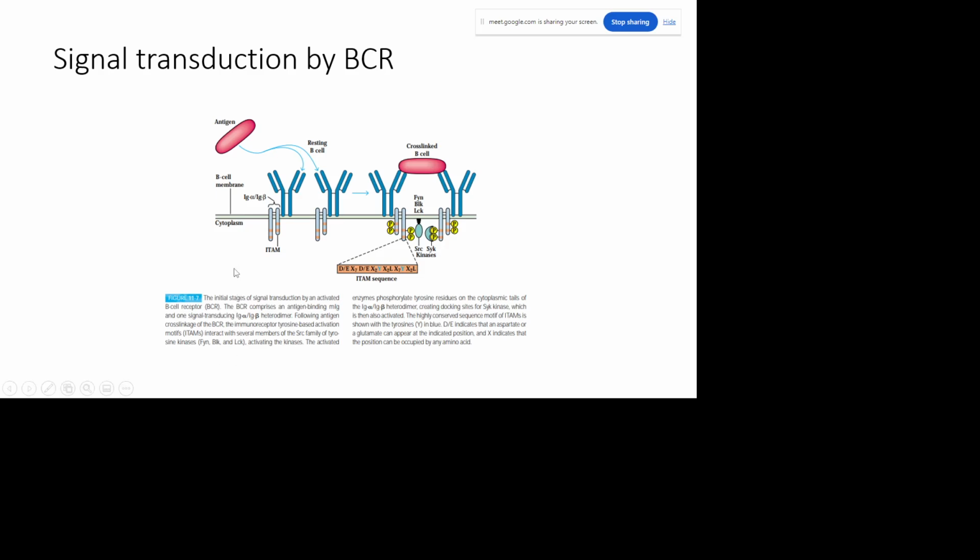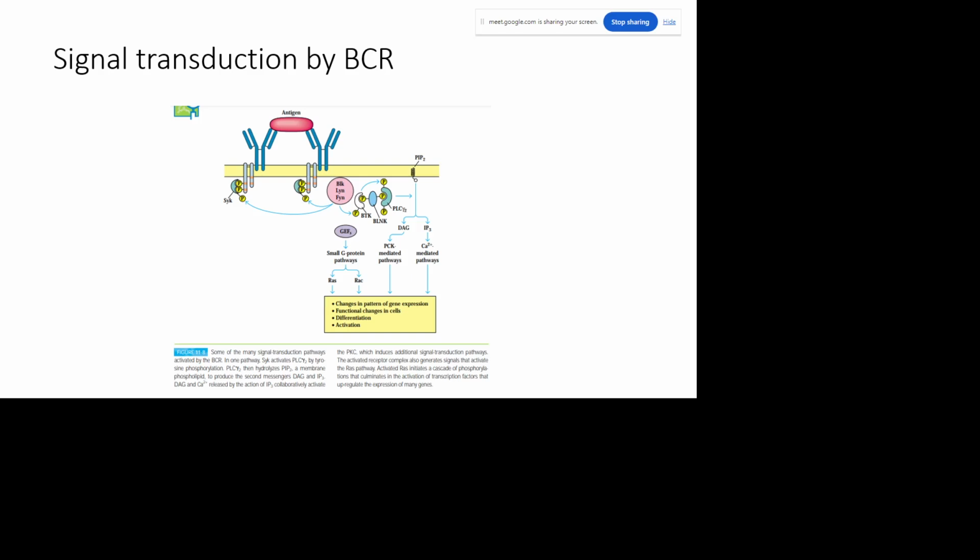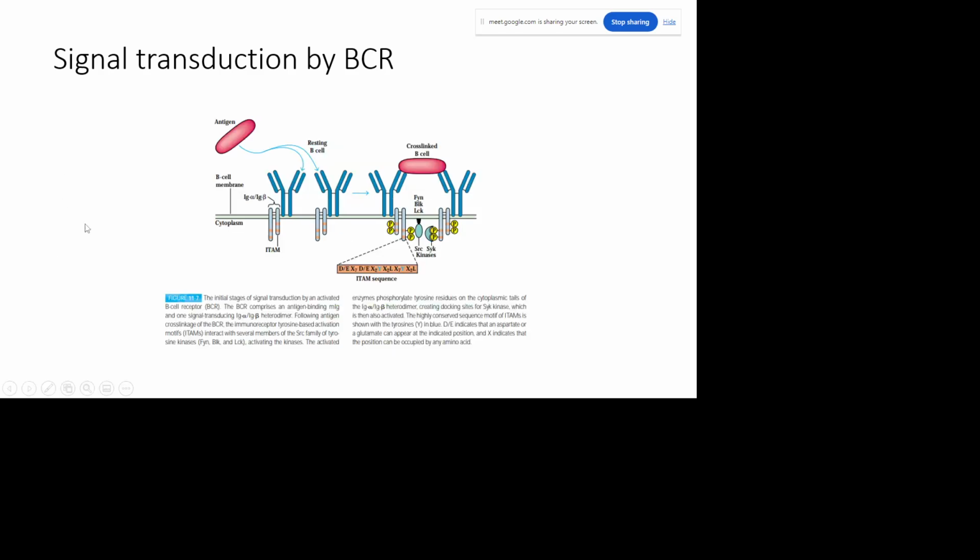So firstly, the antigen will come and bind to the membrane immunoglobulin variable region. It is then associated with the Ig alpha Ig beta heterodimer, which is also a part of BCR, that has an ITAM motif, the immunoreceptor tyrosine-based activation motif, which is rich in tyrosine residues.